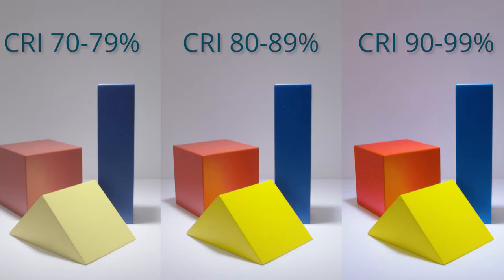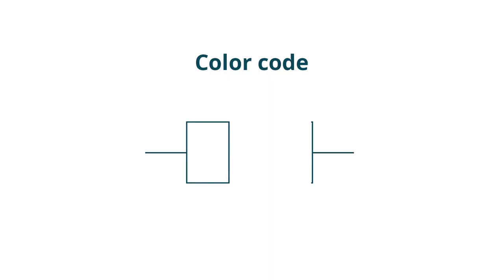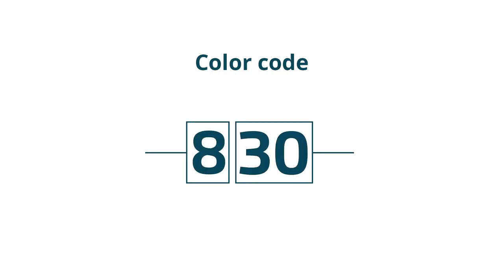Bulbs with a CRI between 70 and 80 are often used in street lighting. Bulbs with a CRI between 80 and 90 can be found in most general areas. Bulbs with a CRI of 90 and above provide perfect color rendering for illuminating shop windows or spray booths, for example. The CRI is indicated in the color code of a bulb.